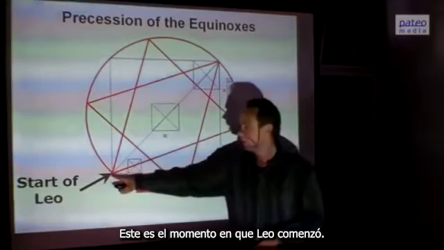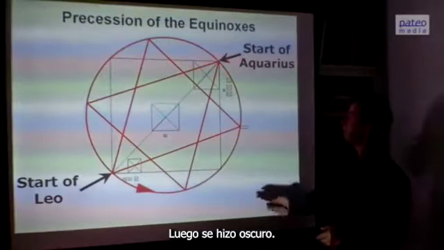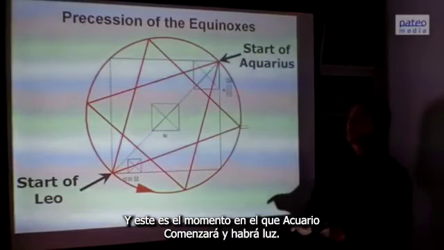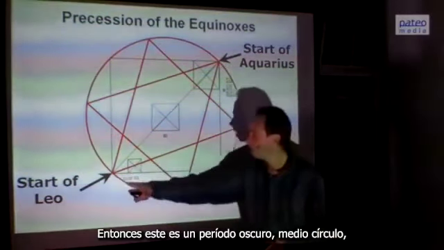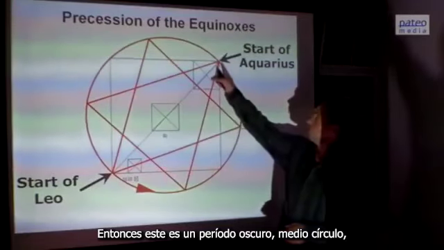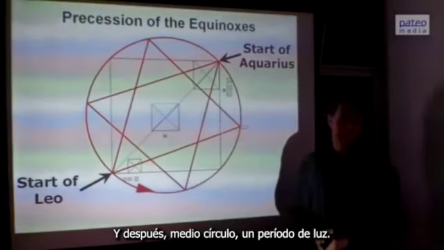This is the moment Leo started. Then it became dark. And this is the moment where Aquarius will start. Then it will be light. So this is the dark period, half a circle, and then half a circle, a light period.